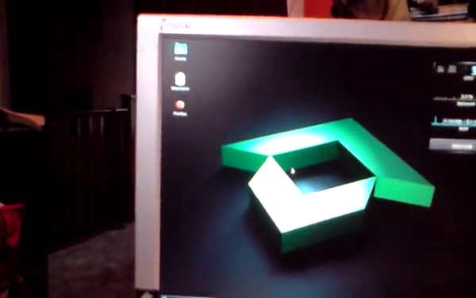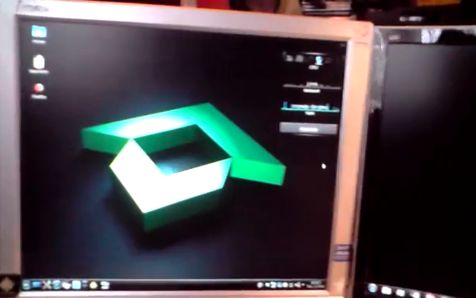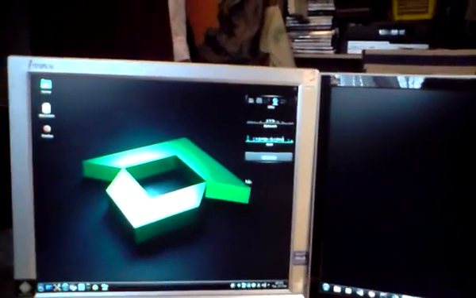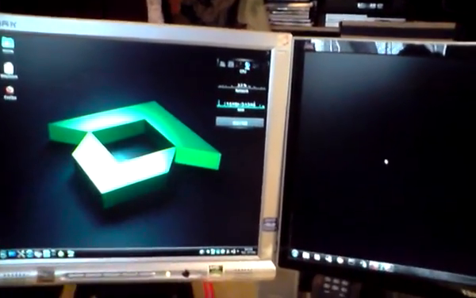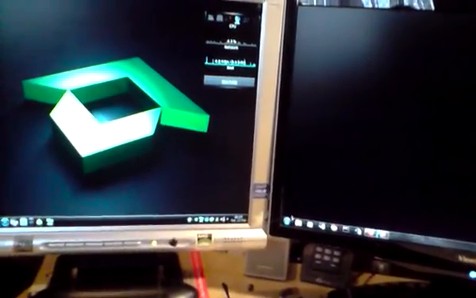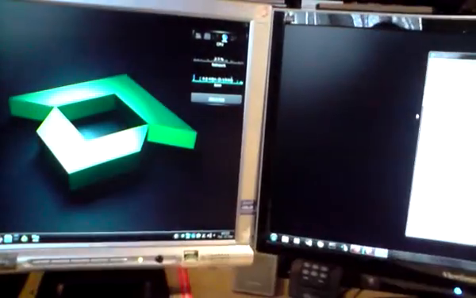And did you notice something? The mouse just went from one to the other. One mouse pointer, straight over. So, let's start up Notepad.